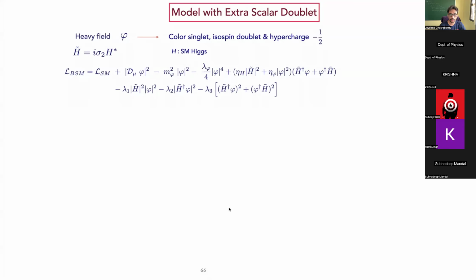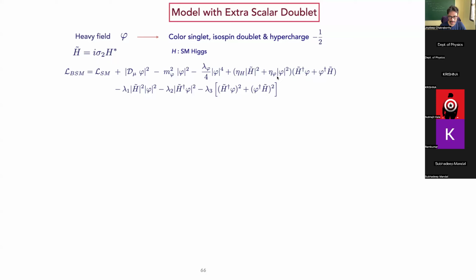So then whatever we have learned in that slide, we try to understand through an explicit example where you consider the heavy field as phi, and it is a color singlet, an isospin doublet, with hypercharge minus half. That means you have introduced a heavy field which mimics the Standard Model Higgs, and that's why there is some kind of interaction term. And if you do not impose any kind of Z2 symmetry in your Lagrangian, then you can have this trilinear interaction. So it is trilinear in the Higgs field, but linear in the heavy field. That's a total quartic interaction.